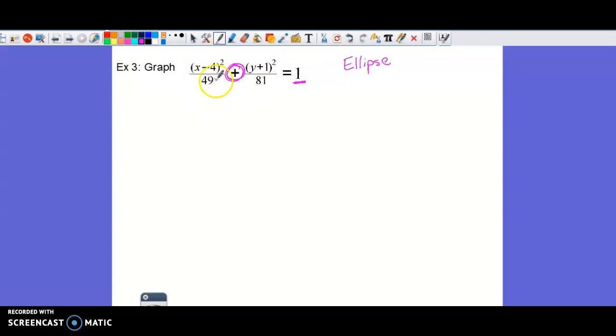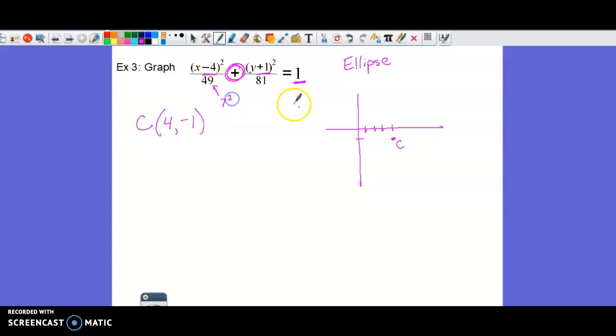This is already set up for us to find the center of the ellipse. And remember, it's backwards, so the center is right 4. Backwards, so instead of up 1, it's down 1. So maybe that's the first thing you do, you actually just write out where the center is. Right 4, down 1. Label it.